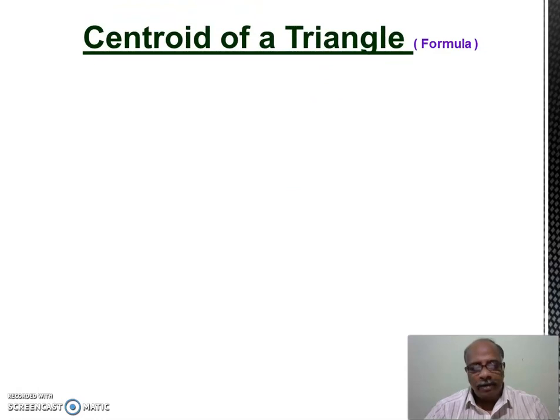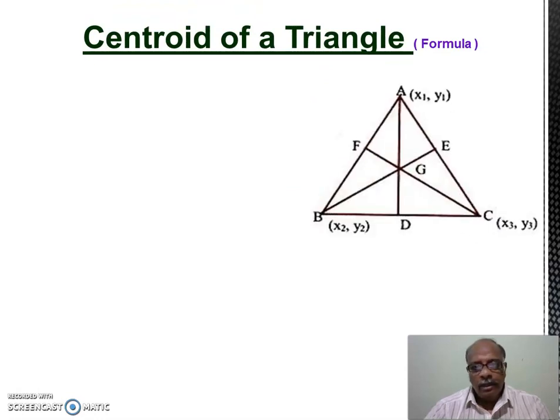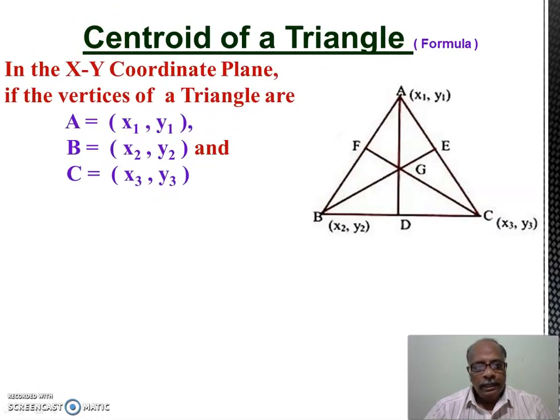Centroid of a triangle formula. In the xy coordinate plane, if the vertices of a triangle are A (x1, y1), B (x2, y2), C (x3, y3), then BE, CF, AD are the medians. They meet at the same point G. This G is called the centroid of the triangle.